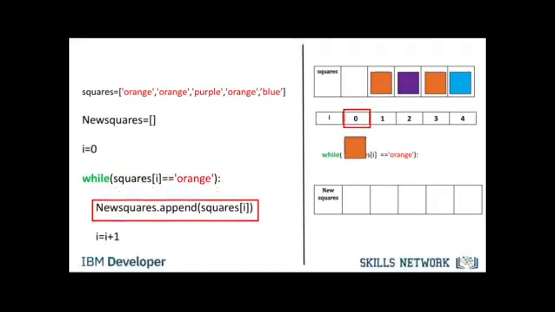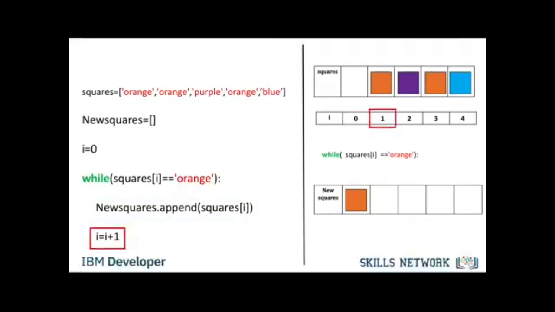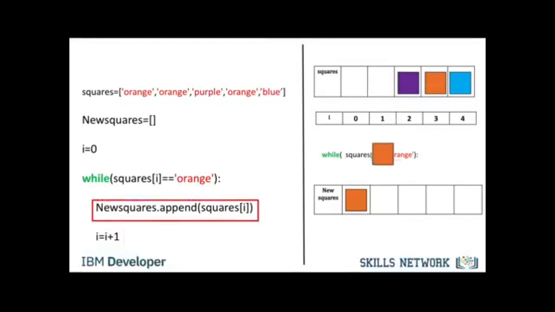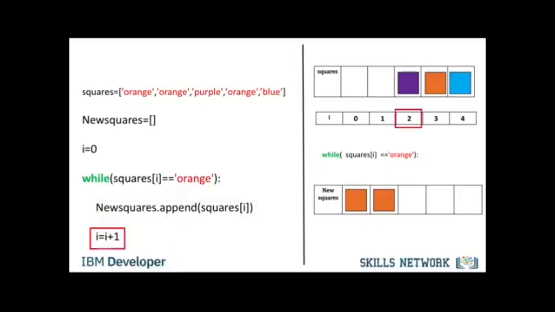We append the value of the first element of the list squares to the list new squares. We increase the value of i by 1. We append the value of the second element of the list squares to the list new squares. We increment the value of i. Now the value in the list squares is purple. Therefore, the condition for the while statement is false, and we exit the loop. Check out the labs for more examples of loops, many with real data.